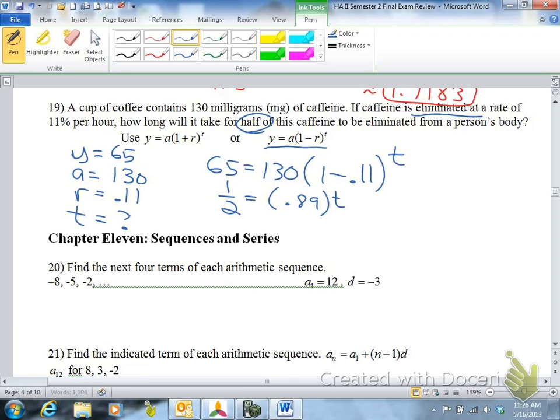And how do you solve? Log both sides. So you have a log of 1/2 equals t times log of 0.89. So your answer would be t equals log 0.5 divided by log 0.89.